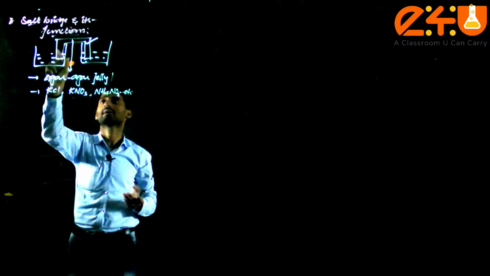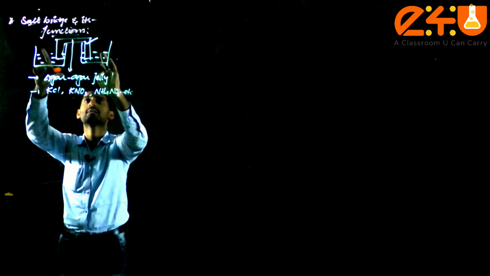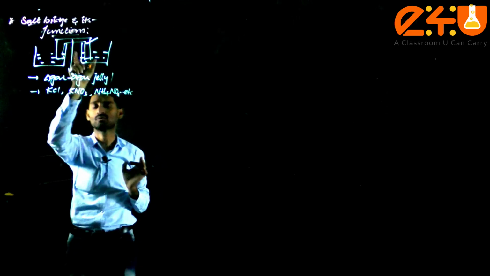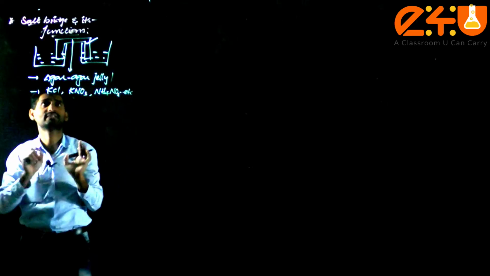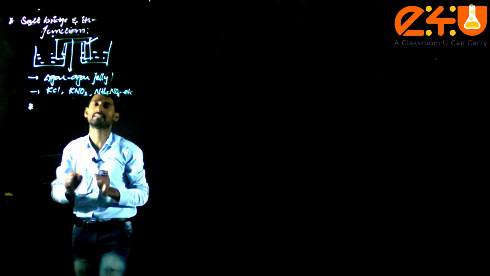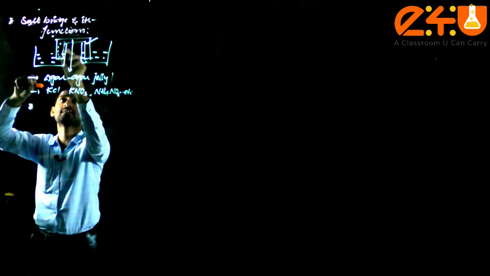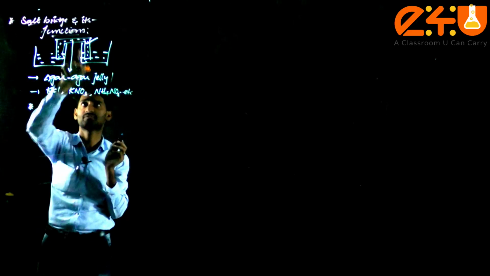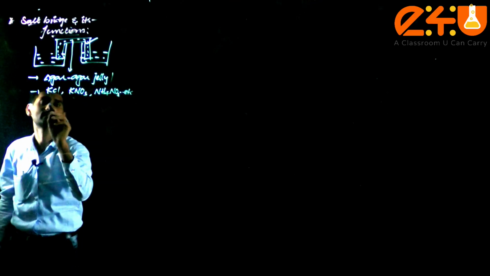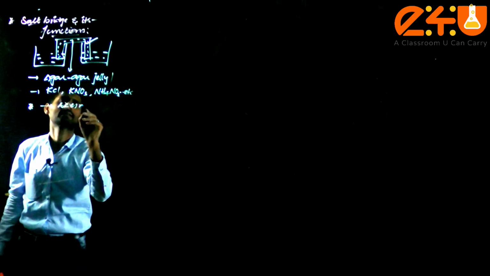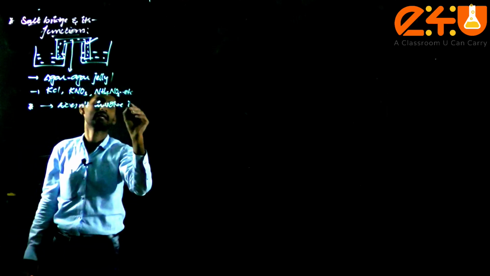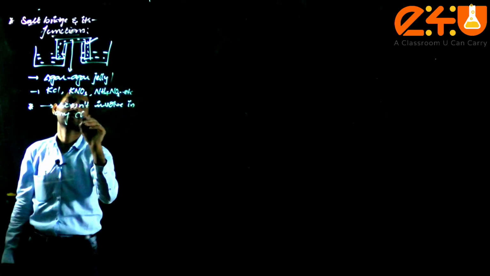Okay, that means if you use the salt bridge, then only the circuit will be completed. If you are not using the salt bridge, the circuit will not be completed, then flow of ions will take place here. The very important point here: the salt bridge acts just like a catalyst, and the ions present inside the salt bridge, which is filled with inert electrolytes, don't involve any chemical change.